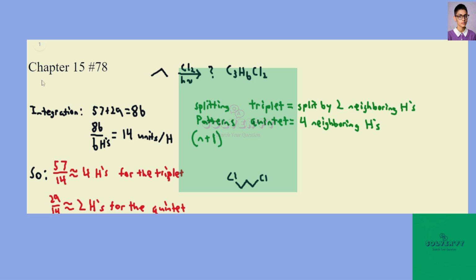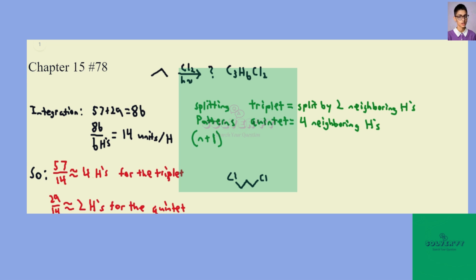And so the way that I started was I looked at the integrations on the NMR that were given. There are 2 signals on the NMR, one with an integration of 57 units and one with an integration of 29 units. You add them together, that adds up to 86. We know that we have to be accounting for 6 hydrogens because, again, that's given to us in our formula up at the top here. And so 86 divided by 6 gives you roughly 14 units per hydrogen.